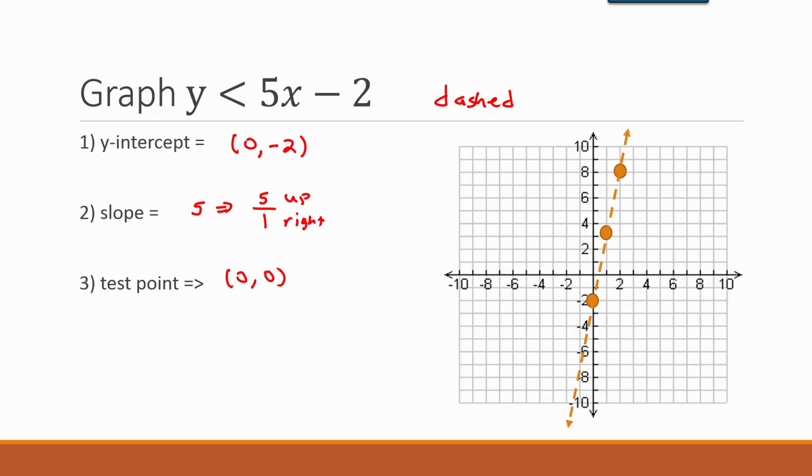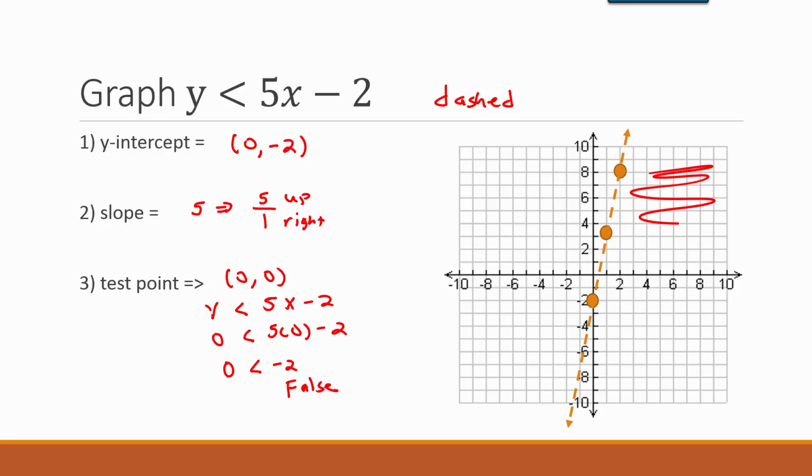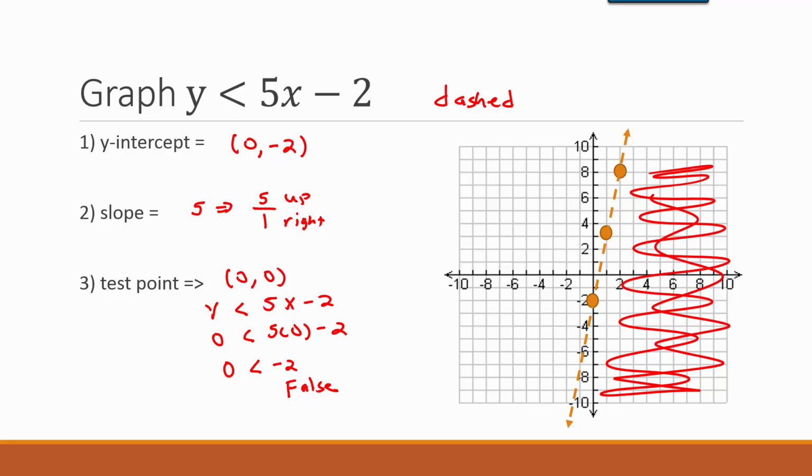So let's test 0, 0 in our original inequality to see if it makes a true statement or not. So simply replace y and x with 0. Now I get 0 is less than 5 times 0, which is 0, minus 2. 0 is not less than negative 2. That is false. So the test point of 0, 0 that I picked is not true. That tells me that everything on the opposite side of the line from 0, 0 would be true. So that is the side that I shade on.